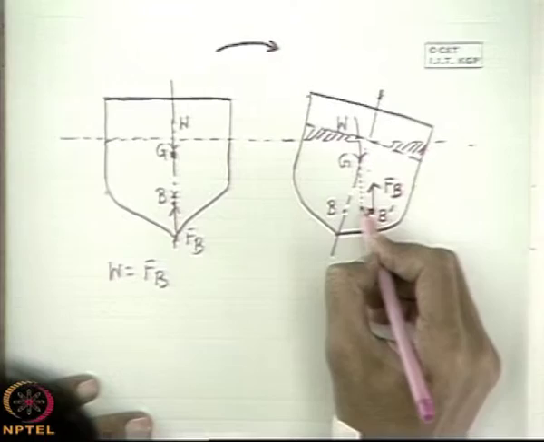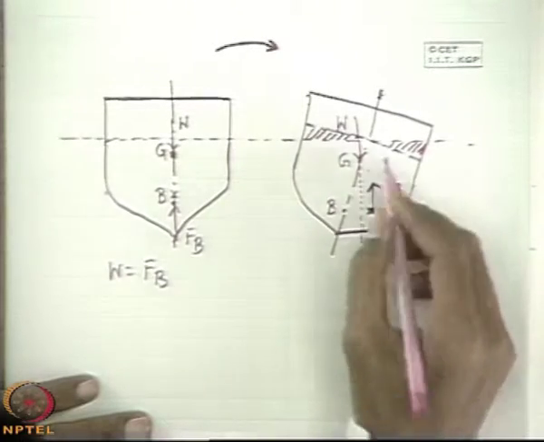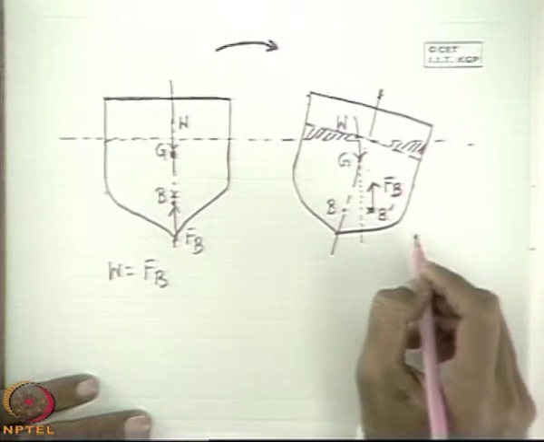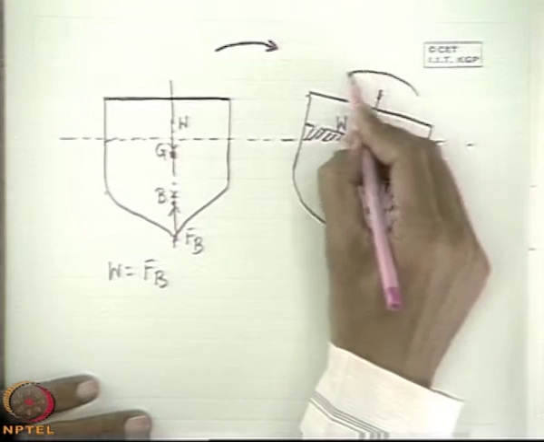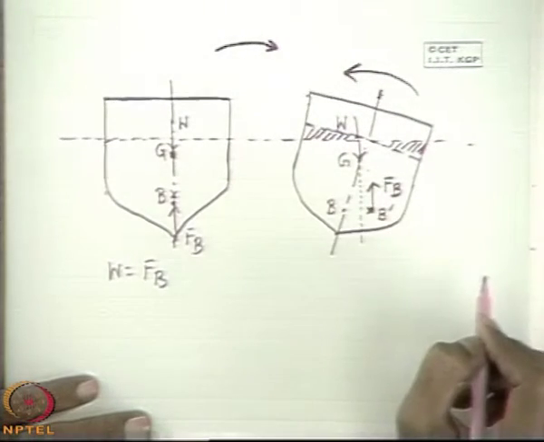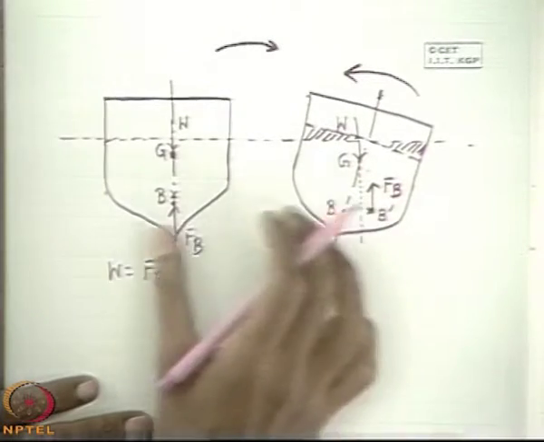If I make a projection of the vertical through G like this, under this particular condition, which moment is this? Restoring moment. Very good. So in this case it is a restoring moment. That means it is angularly stable.